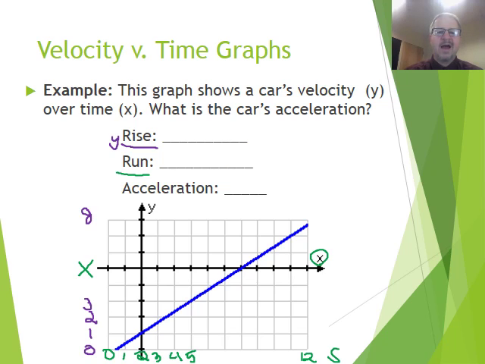So let's go. Rise over run. What we would do would be to count up. So our rise from 0 is 1, 2. We got to go all the way up to here, this point here.